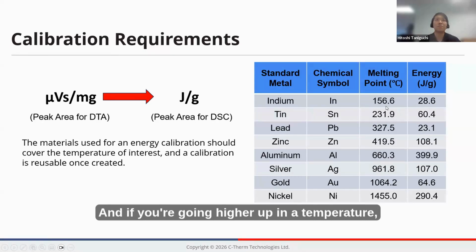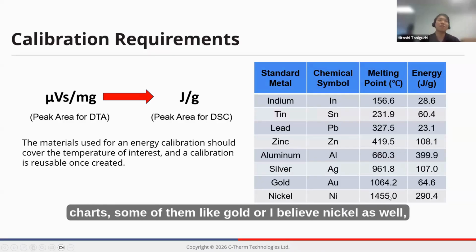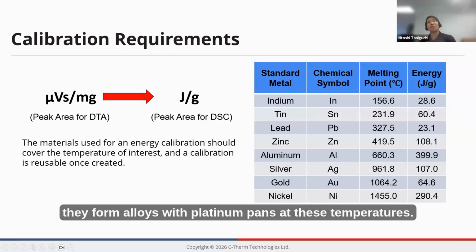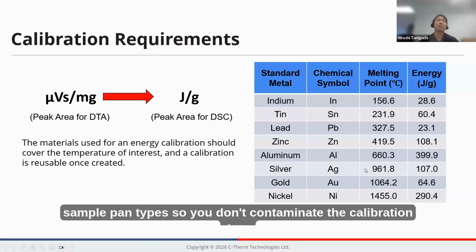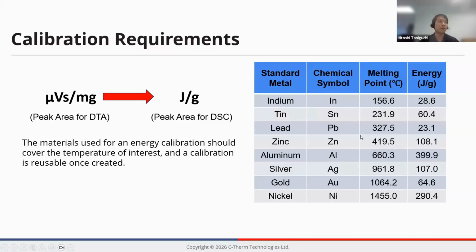And if you're going higher up in temperature, you'd like to use different metal types. But then again, as you move further down this metal chart, some of them like gold, or I believe nickel as well, form alloys with platinum pans at these temperatures. So when you generate the energy calibration file, please make sure that you use appropriate sample pan types so you don't contaminate the calibration data.